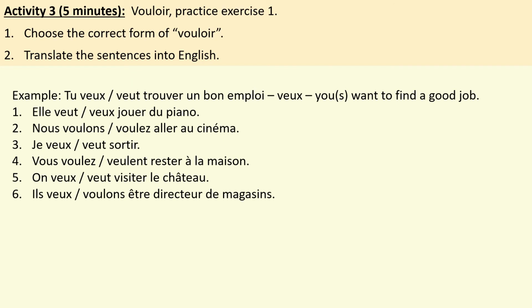6 sentences to do. Write down numbers 1 to 6 in your exercise book. Choose the correct form of vouloir. Translate the sentence into English. If you're a bit stuck, just move on to the next sentence. You have 5 minutes to do that. After 5 minutes, press play to see the correction, whether you finished or not.